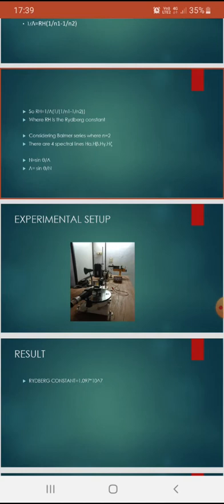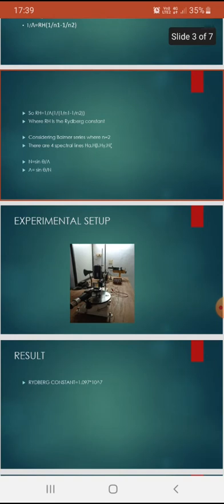Rotate the telescope to set the crosswire on the first spectral line, which lies in the blue-violet, and note the reading. Repeat this for the other spectral lines on the left and right side. The difference helps to calculate the wavelength using the relation lambda is equal to sine theta by n. The Rydberg constant can also be calculated by using this method.